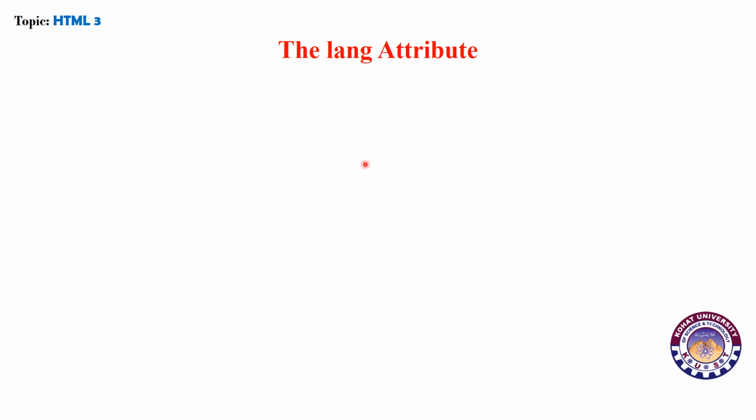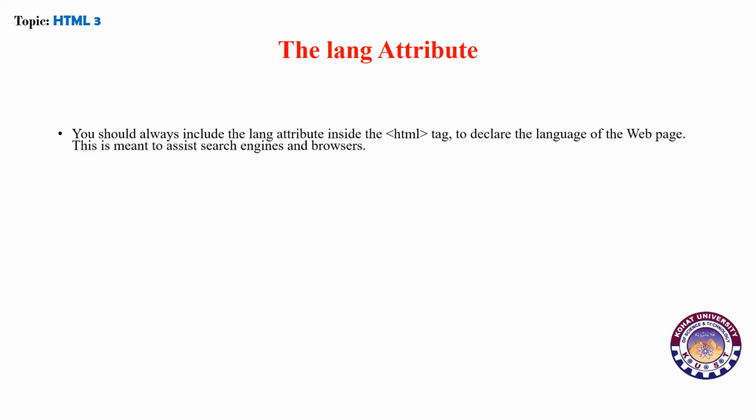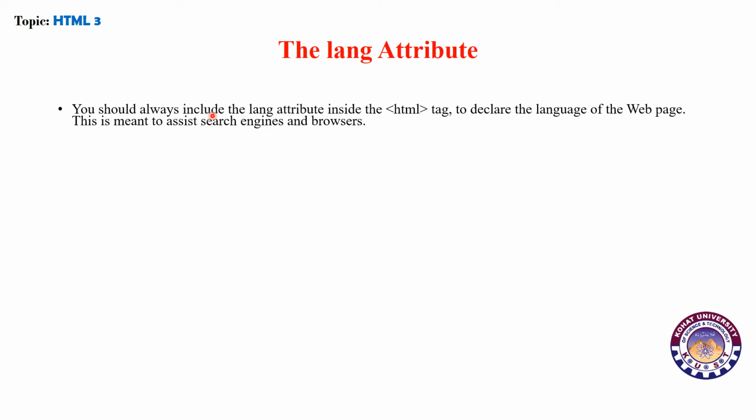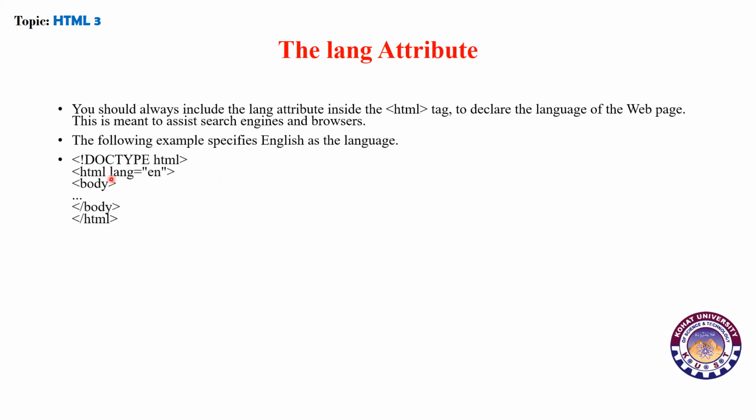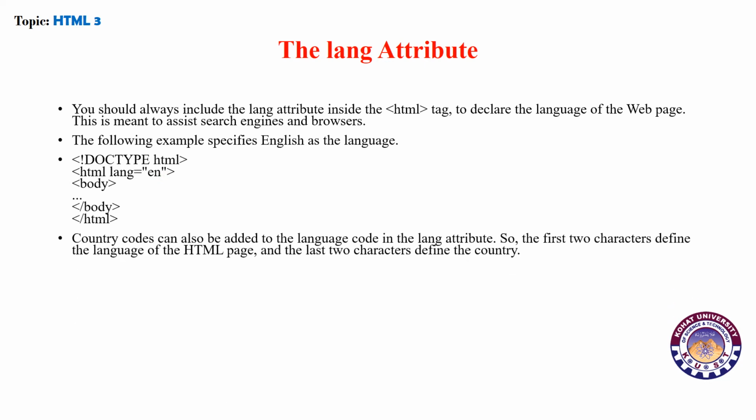The lang attribute is the language attribute, which is the shortcut of the language. You should always include the lang attribute inside the html tag to declare the language of the web page. This is meant to assist search engines and browsers. The following examples specify English as the language. Here, look, I have given in the html tag lang double quotes en, which is the description of English. Country codes can also be added to the language code in the lang attribute.